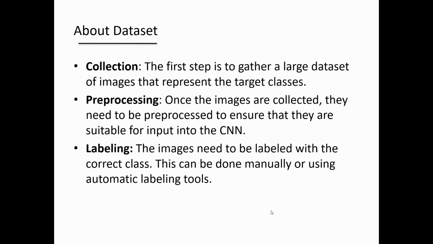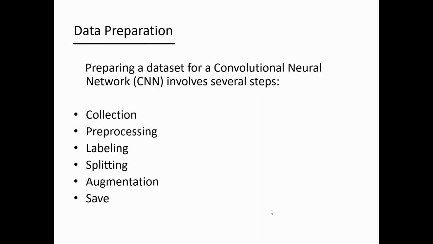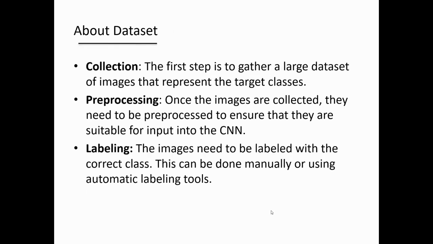So how will data preparation take place? These are the several steps: collection, pre-processing, labeling, splitting, augmentation, and saving. Collection means you need to collect the data. Pre-processing means you need to perform different techniques to get more features of the image. Labeling means we give labels to the classes.